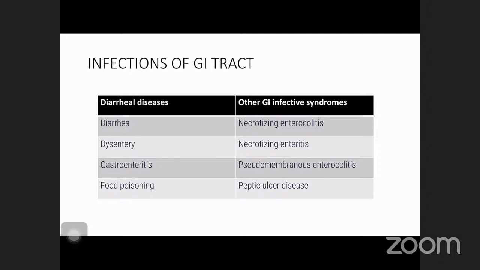GI tract infections are classified into diarrheal diseases and other GI infective syndromes. In diarrheal diseases, we have diarrhea, which can be acute diarrhea, chronic persistent diarrhea, or traveler's diarrhea; dysentery, which includes amoebic dysentery and bacillary dysentery; and gastroenteritis and food poisoning. Apart from that, in other GI infective syndromes, we have necrotizing enterocolitis, necrotizing enteritis, pseudomembranous enterocolitis and peptic ulcer disease. With this broad idea, we'll move to the next.